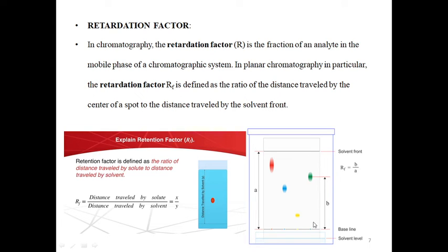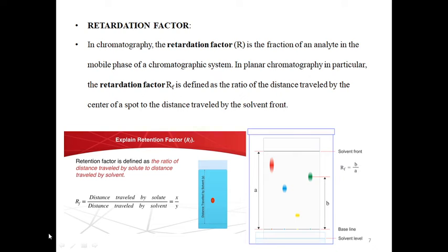Now this happens because of the capillary action of the solvent, which will move through this plate. Now RF value for this green component can be calculated as B upon A. B is how much this component has moved and A is the solvent front.